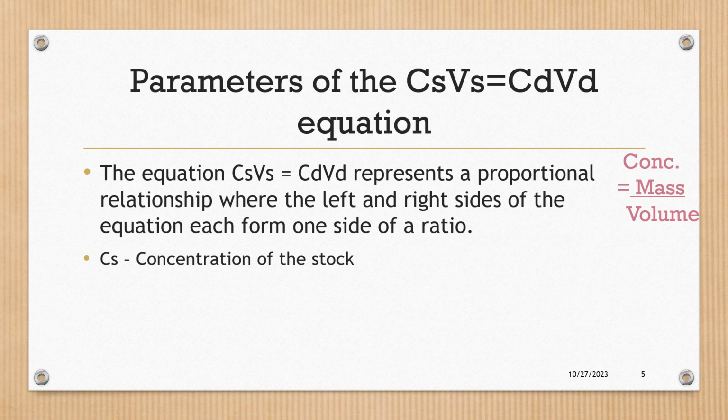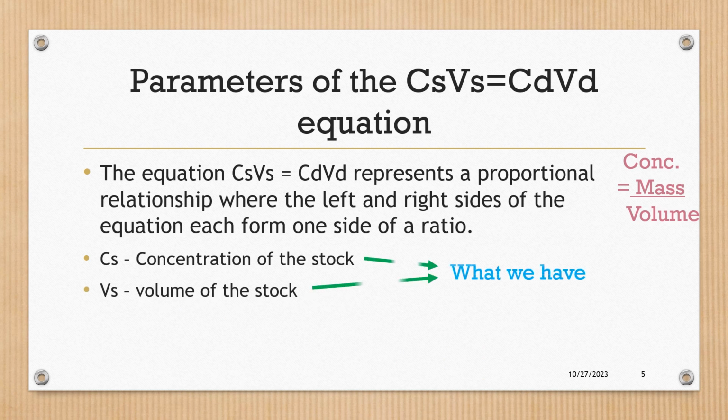So what exactly is Cs? That is the concentration of the stock, and Vs is the volume of the stock. Now remember, when we're looking at ratio and proportion, we looked at it in terms of what we have. So in this case, what we have would be your Cs, Vs, which is the concentration and the volume that you are starting out with.